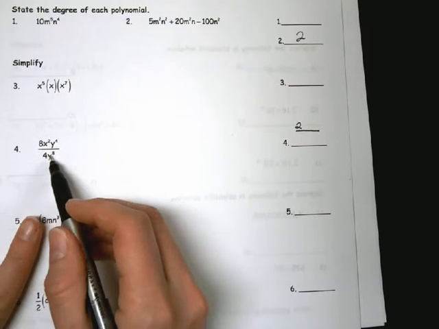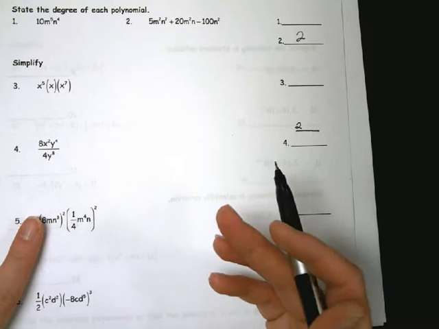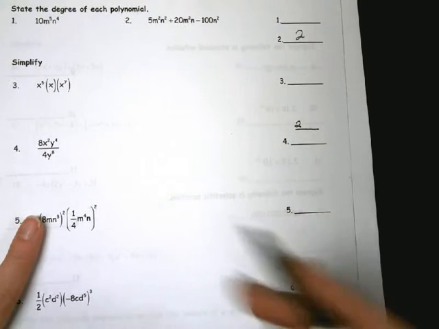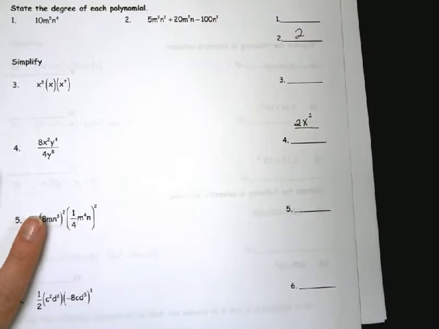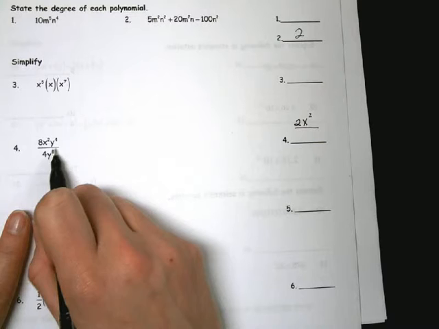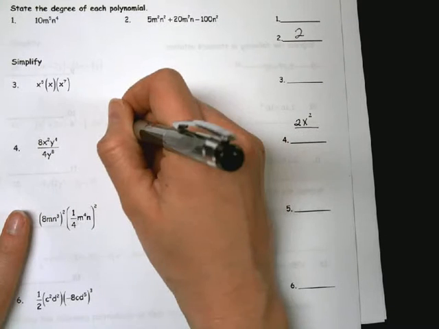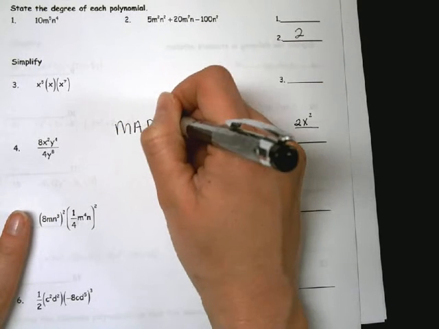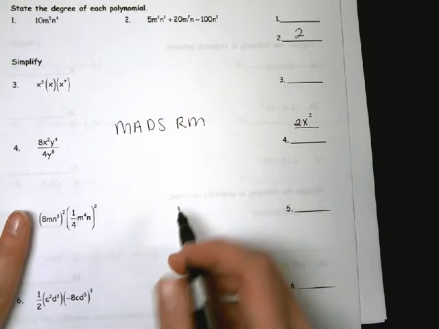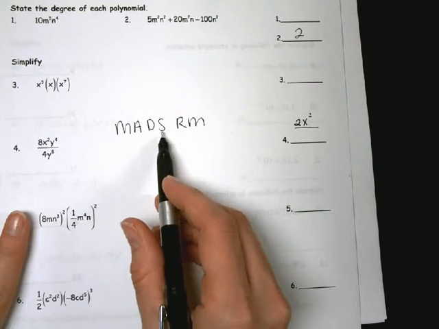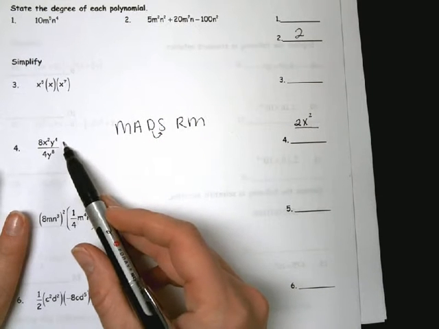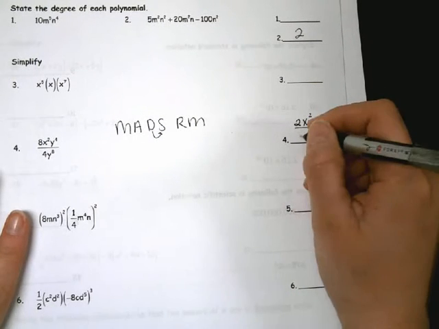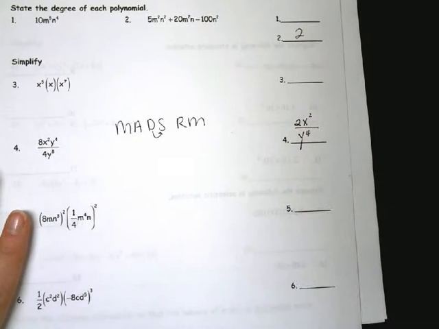Then I simplify the x's. The x's are all on top. They have nobody to simplify with on the bottom, so they stay as x squared on top. Then I subtract my exponents here because remember, math's RM. When you're dividing, you subtract the exponents. So 8 minus 4 is 4, and there's more on bottom, so y to the 4th goes on bottom. And that's your simplified answer.